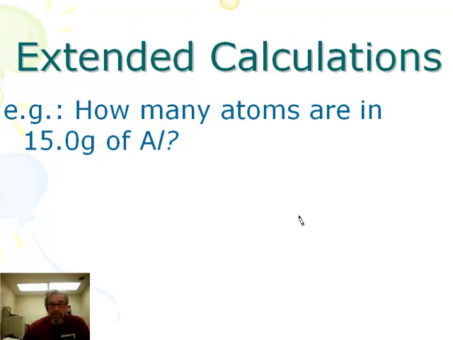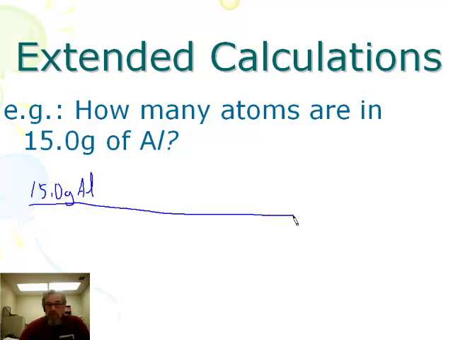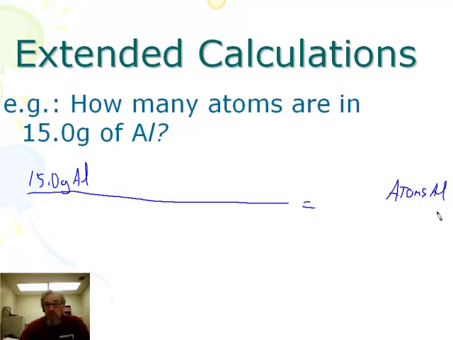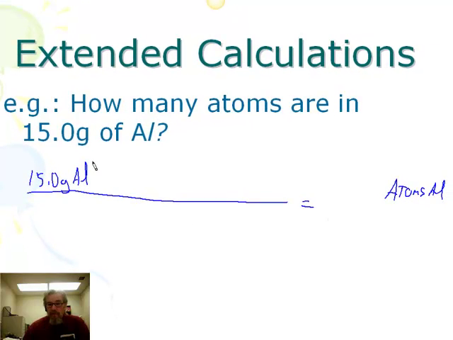You can use dimensional analysis for extended calculations, and that's really the beauty of it. The problem that I'm about to do would require two sets of proportions, but only one dimensional analysis setup. The question is, how many atoms are in 15 grams of aluminum? Again, I start out by writing down the given information, 15.0 grams of aluminum. Where am I going? The target is, how many atoms of aluminum are there? Well, the first thing I can do is get into atomic type units by changing grams into moles.